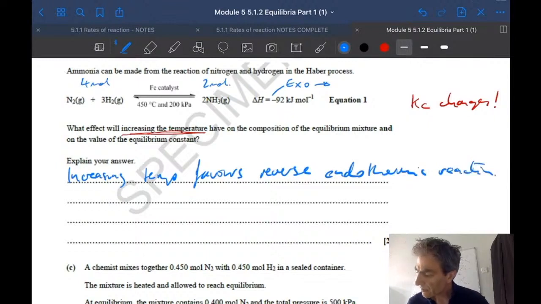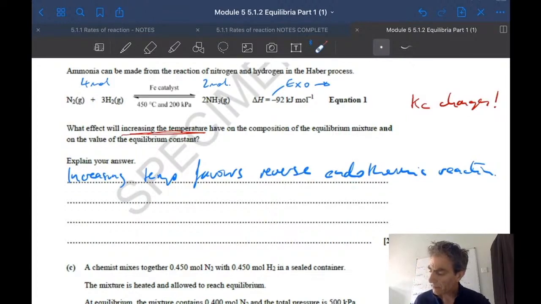What was nice when I was marking your homework was some people had annotated there. So even though they hadn't mentioned endothermic in the written part, I gave them the mark because they'd let me know that they knew what type of reaction they were dealing with. It's better though, obviously, if it goes into your answer, but that's why I do encourage people to annotate these things, because then you're giving the examiner something to look at. So increasing the temperature favours the reverse endothermic reaction.